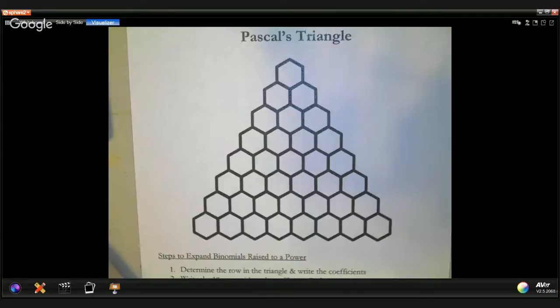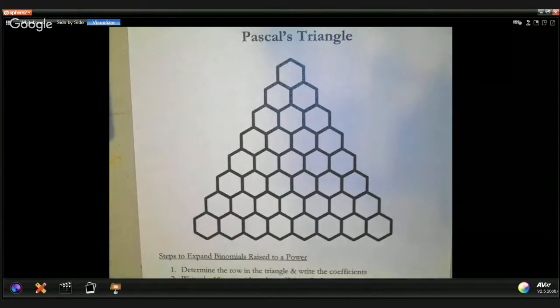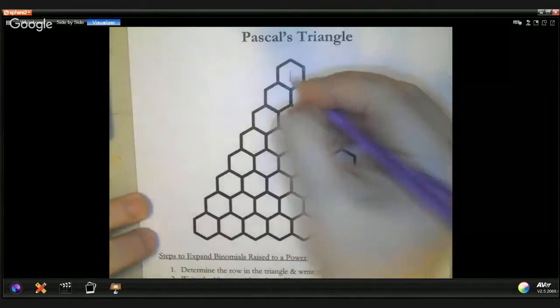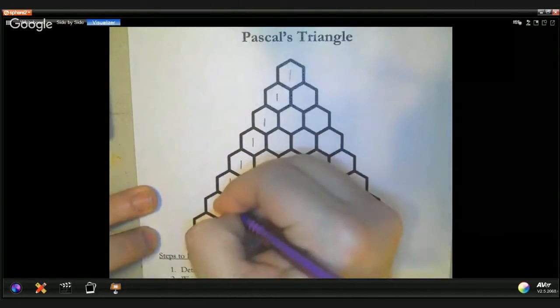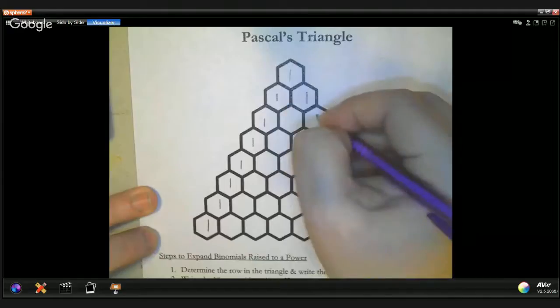Okay, so what we're talking about today is Pascal's triangle, and we're going to be using Pascal's triangle to expand binomials. So the first thing we need to do is fill this in and know what a Pascal's triangle is. So we start with 1, and actually all the numbers on the sides going down are all 1.